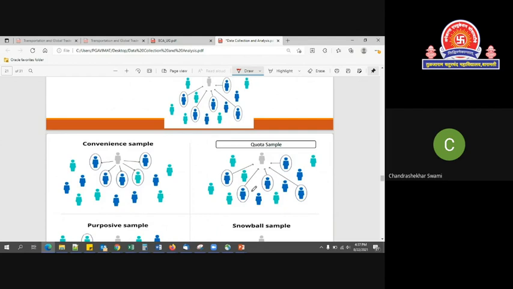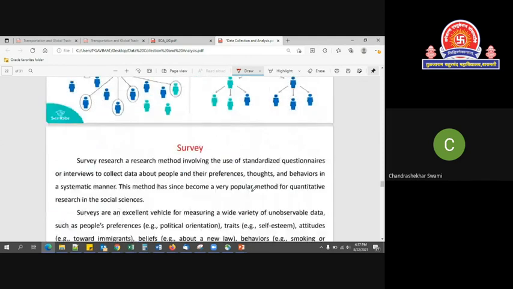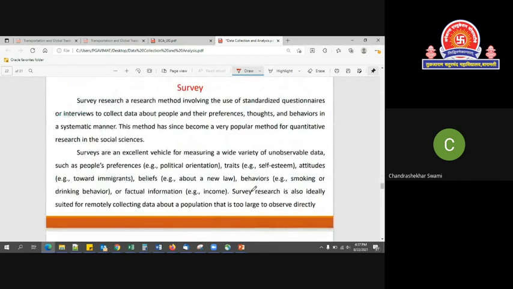Okay, so such a sampling technique or method is called as what? Quota sampling. So these are some methods of selecting the units in a sample.